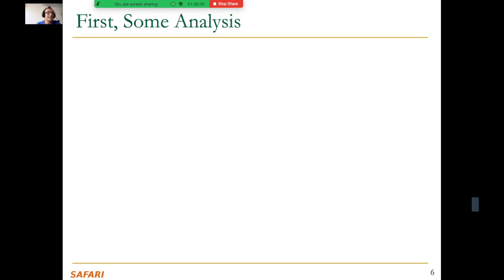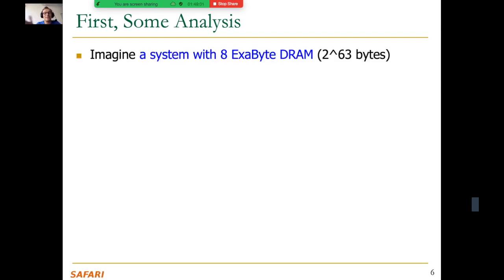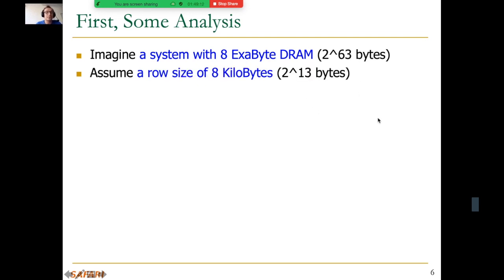But before that, let's do some analysis. I actually gave this in digital design also. So if you've done that assignment, you can copy and paste your answers over here. But imagine a system with 8 exabyte DRAM, 2 to the 63 bytes. We're almost there in existing supercomputers. Assume a row size of 8 kilobytes, 2 to the 13 bytes. How many rows are there?